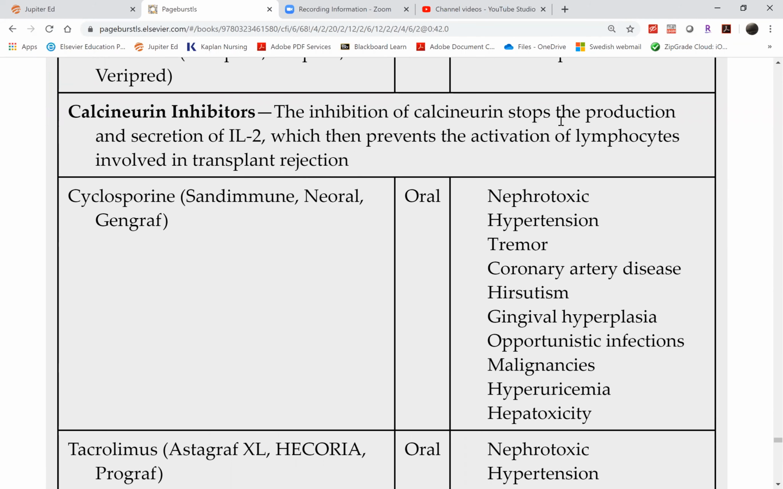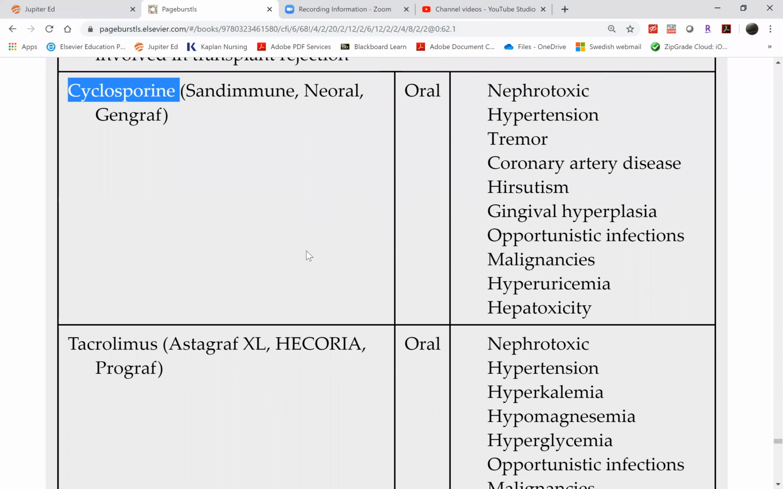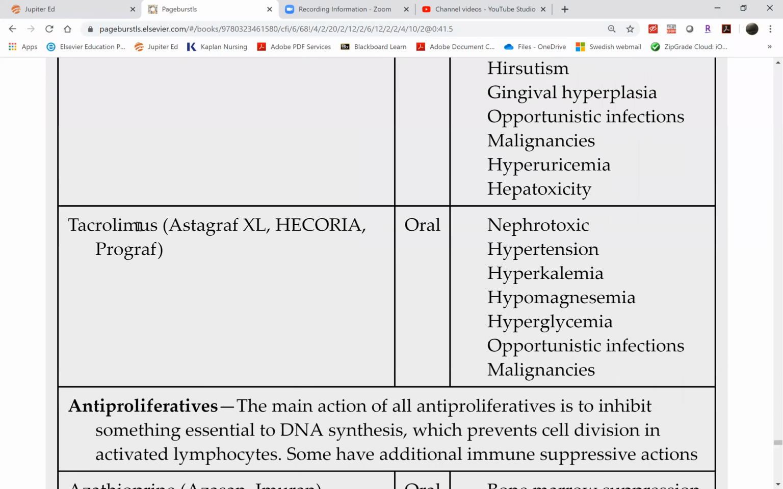Calcineurin inhibitors. So this one is more specific. Calcineurin inhibitors specifically inhibit interleukin-2. And if you go up the page, what is the function of interleukin-2? Whatever it says, these are your drugs. So you have cyclosporin, tacrolimus.